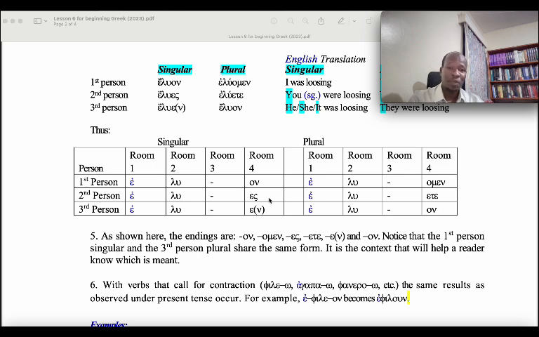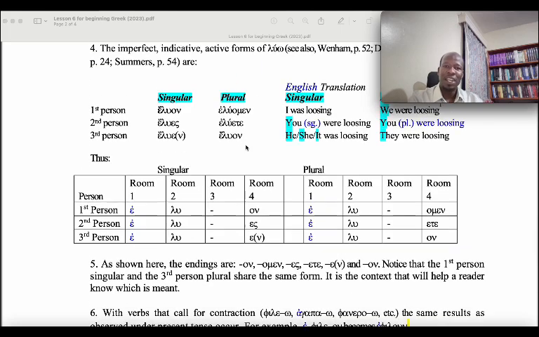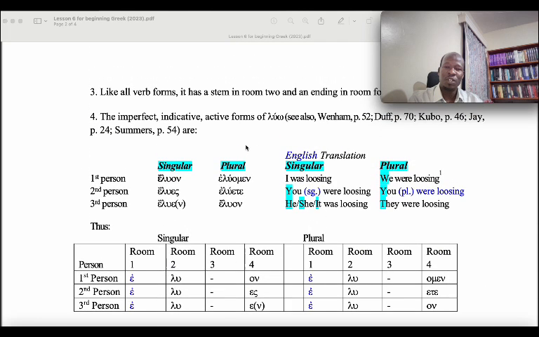So be watching and be paying attention to these endings. Now we can go back and work through our luo indicative active form in the imperfect tense: the first person, second person, and third person, singular and plural. So let's try to pronounce it.